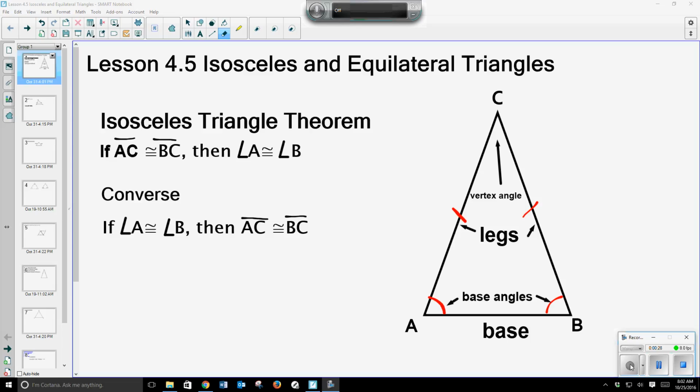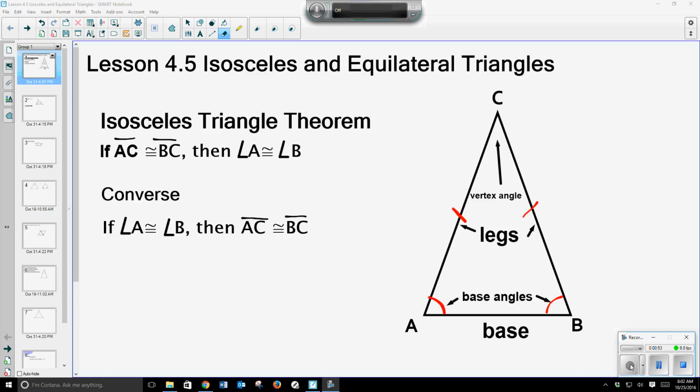We know that on an isosceles triangle, two of the sides are congruent, right? That's what we think of when we think of an isosceles triangle. Well, it just so happens that when the two sides are congruent, the angles across from the two sides, which we're calling the base angles here, are also congruent. The angle formed between the two sides that are congruent, that's called your vertex angle.